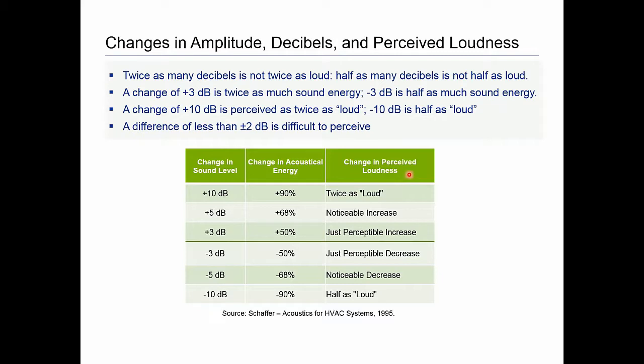How do we express changes in amplitude? Well, we use decibels again, but they don't add and subtract and go up and down the way you might think they do. First of all, it's important to note that twice as many decibels is not twice as loud, and half as many decibels is not half as loud. It's plus 3 decibels to get twice as much sound, and minus 3 decibels to get half as much sound. What that means, for example, is that if I have a condenser fan and it's putting out 75 decibels A-weighted at several feet away, and I add one more fan, so now there are 2 and they're both running exactly the same, the sound level goes up by 3. It does not double, so it won't go from 75 to 150. It will go from 75 to 78.